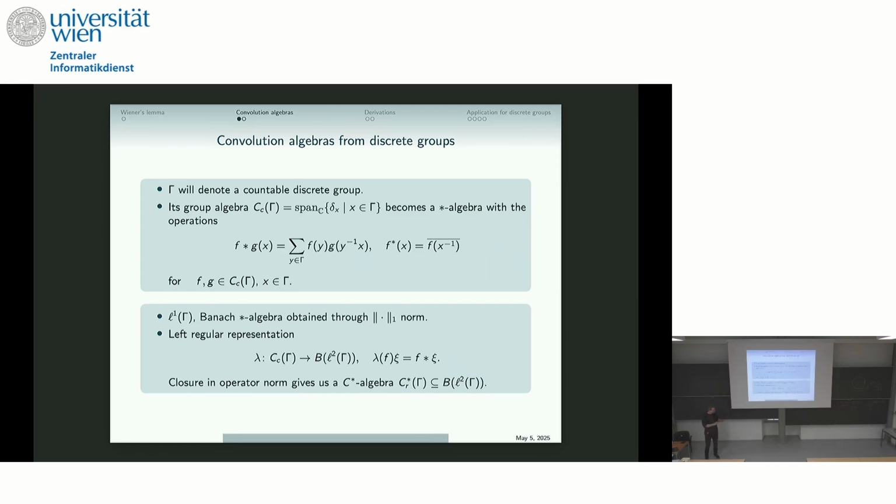Now, what you can do then is you get a closure in the operator norm. So I close off either C_c or L1, doesn't matter, in the induced norm, and I get the reduced C-star algebra of gamma, which I'll denote by C star R of gamma. If you're not very comfortable with C-star algebras, think of this as B of L2. Okay? So feel free to think of everything as happening on the C-star algebra B of L2 of gamma.